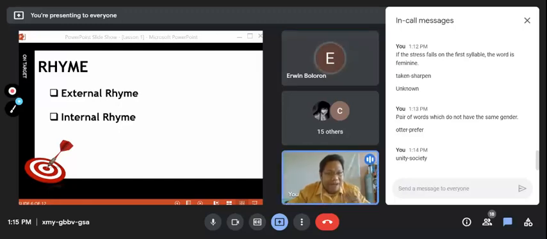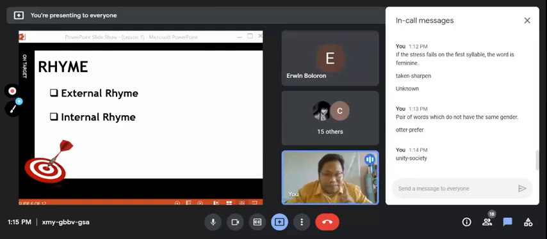It's there. Be guided by the chat box. You could see it in the chat box. If you say that it's masculine, that would mean that the stress in both words should not be on the first syllable. As for society, it's fine. Society, the stress is not on the first syllable. But what about unity?